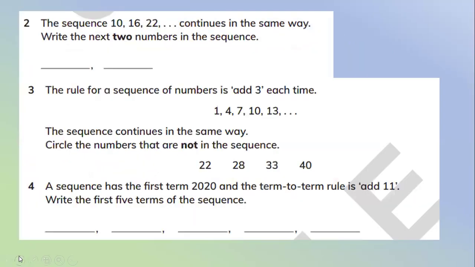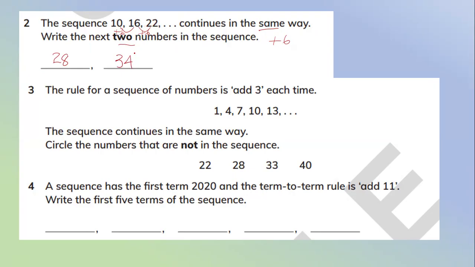Okay. Number 2, the sequence 10, 16, 22 continues in the same way. Write the next two numbers in the sequence. So let's check the term to term rule. 10 plus 6 is 16, and 16 plus another 6 is 22. So the term to term rule is add 6. After 22, 22 plus 6 is 28, and 28 plus 6 is 34.